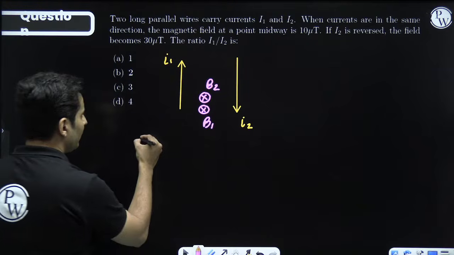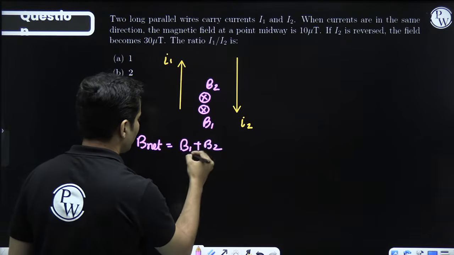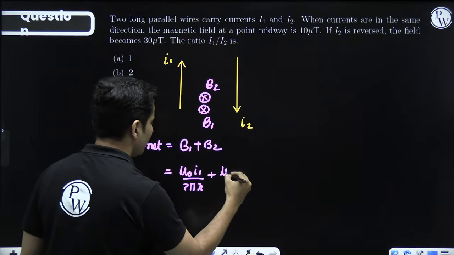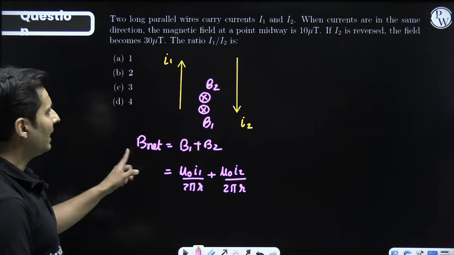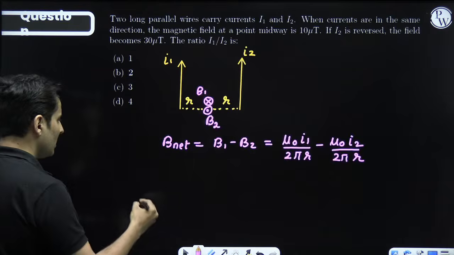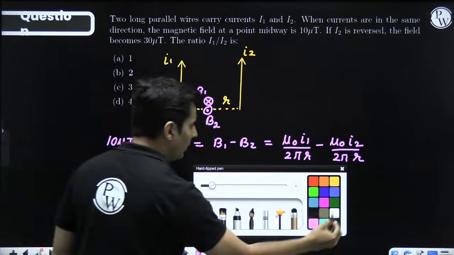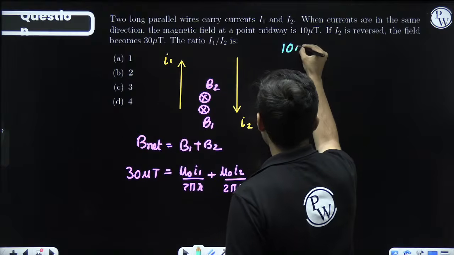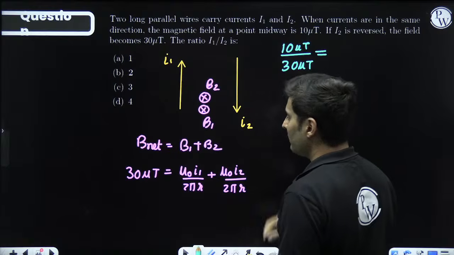In the second scenario, the net magnetic field will be B1 plus B2. So it will be mu naught I1 divided by 2 pi R plus mu naught I2 divided by 2 pi R. Oh, great. But I know how much is this net magnetic field. It becomes 30 microtesla. Here, this same magnetic field is becoming 10 microtesla. How about dividing both of them? So if I divide 10 microtesla with 30 microtesla, guess what I will get?